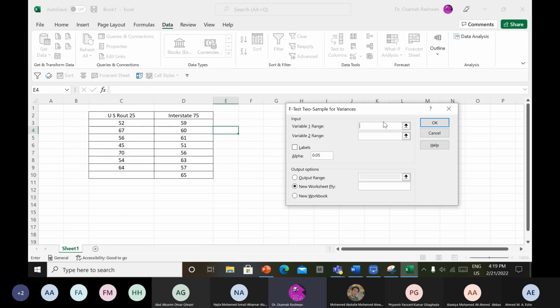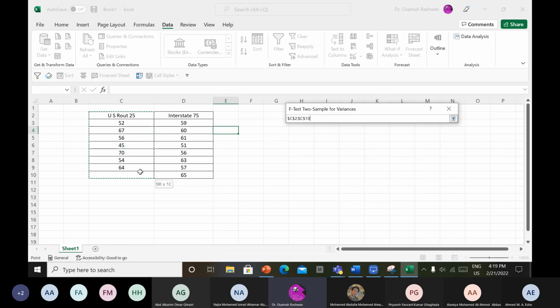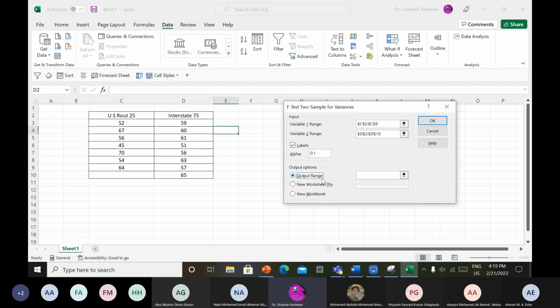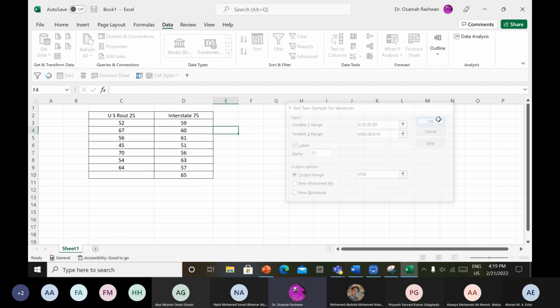Now I input the first sample. Remember, don't include the empty cell. Next, I input the second sample. I have a label because I have names at the beginning of the column. This time it is not 5%, it is 10%. I would like to have the result in the same sheet, so put the mouse over here, anywhere, and you will get the result right now.